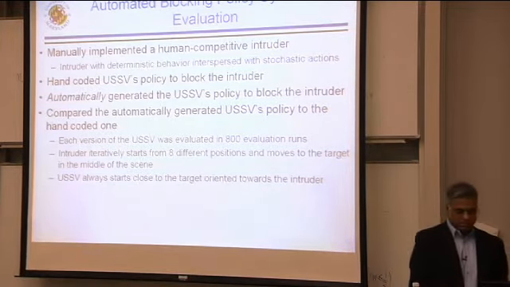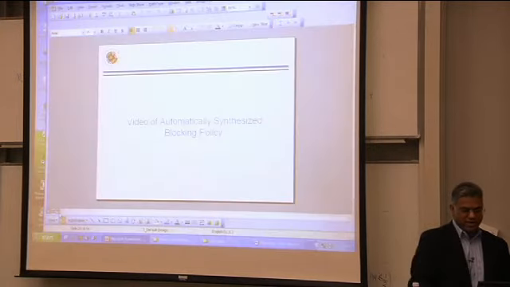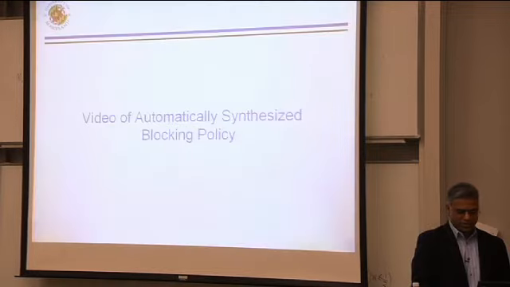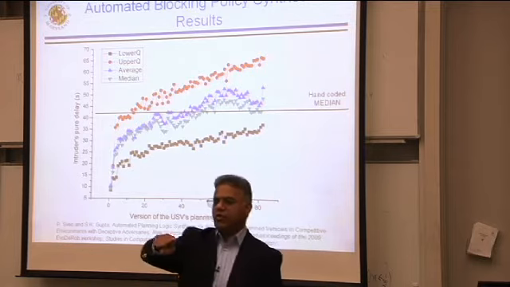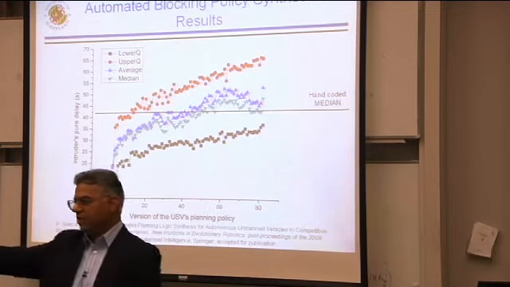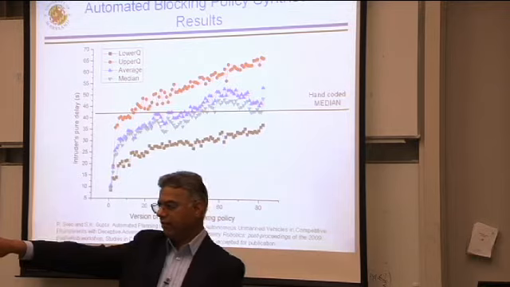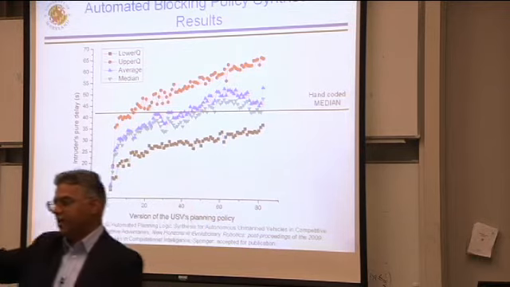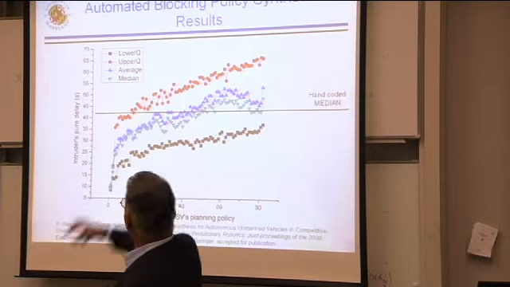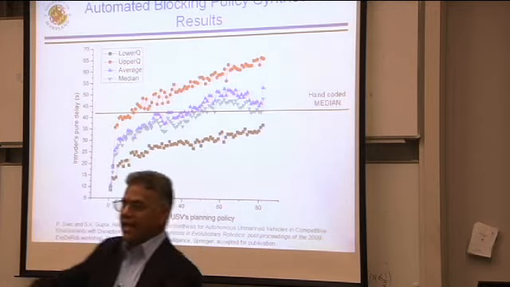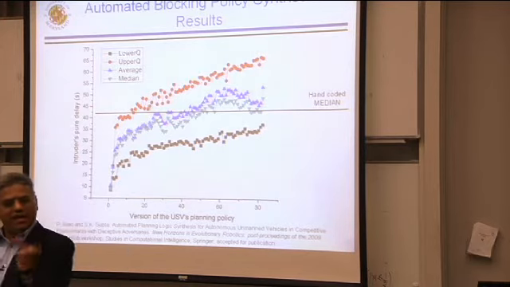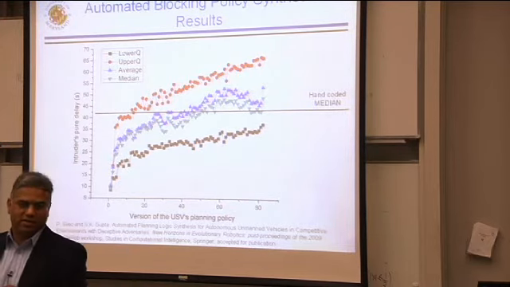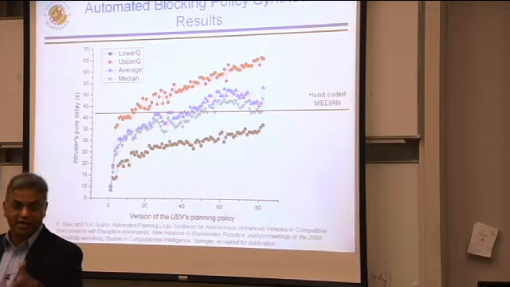Let me just tell you the result, and then I'll show you. So what happens is that if you write the human intruder code by hand, and you write a USSV logic by hand, and you play against each other, lots of games, median time that you can delay arrival of this intruder to the target, because you have very little speed advantage, so eventually this intruder is going to reach the target. You can just delay it.